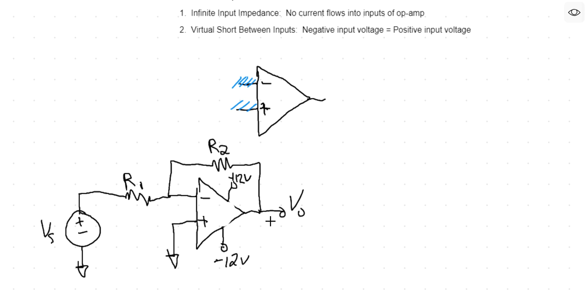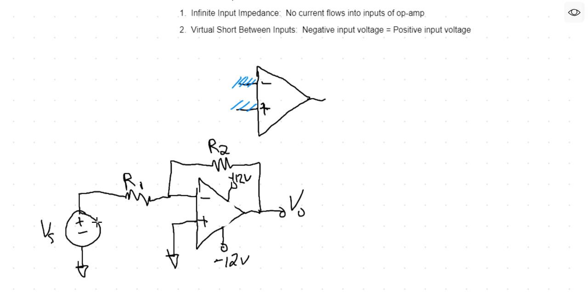Now, is that magic? Did we create that out of nothing? Well, no, because we're powering this chip with positive 12 volts here and negative 12 volts here. So the voltage range is always there, because this chip has that full range available.